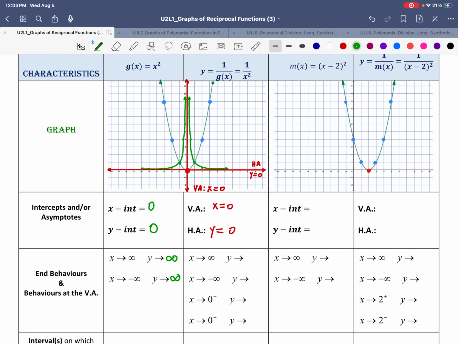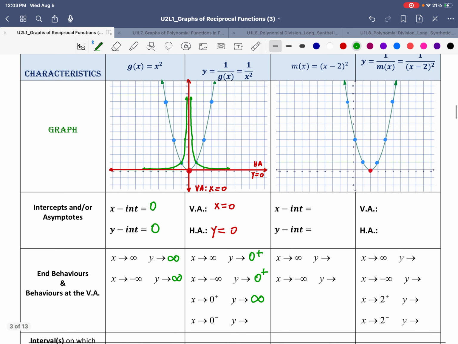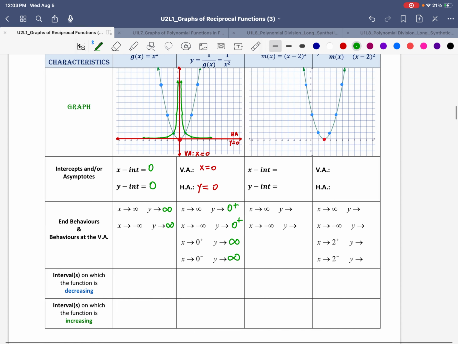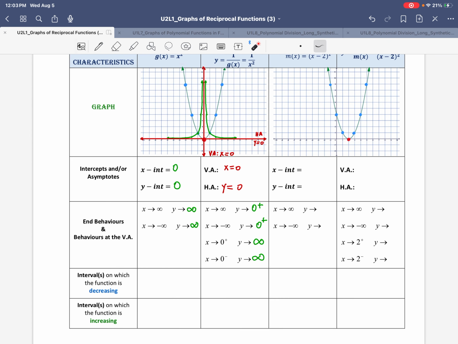And here we have, as x approaches infinity, the y values will approach 0 from above. And as x approaches negative infinity, 0 from above as well. Now, when x is approaching 0 from the right-hand side, the y values are approaching infinity. And 0 from the left-hand side, the y values are approaching again infinity. Now, when you talk about increasing and decreasing intervals for the parabola, we have a decreasing interval from negative infinity to 0. And we have an increasing interval from 0 to infinity.